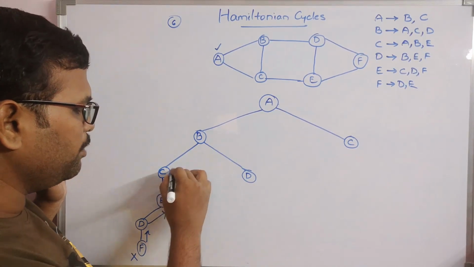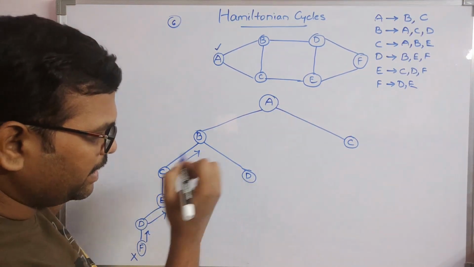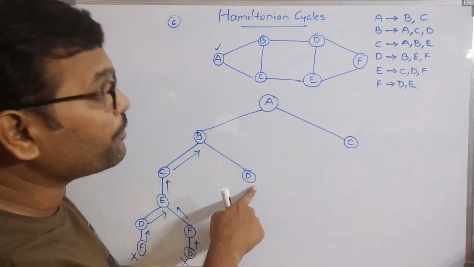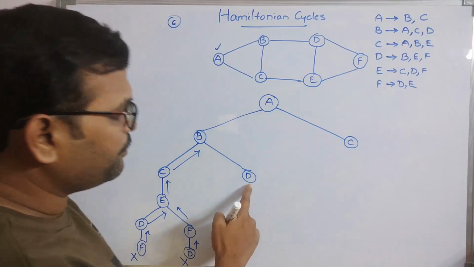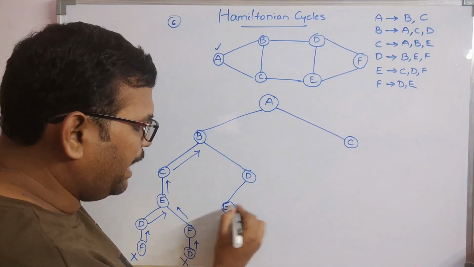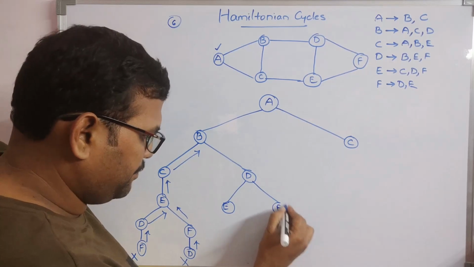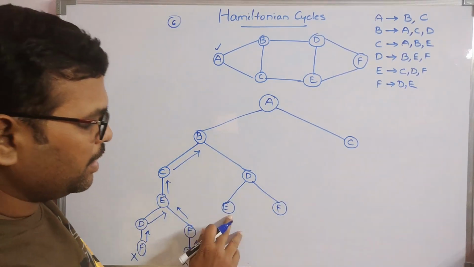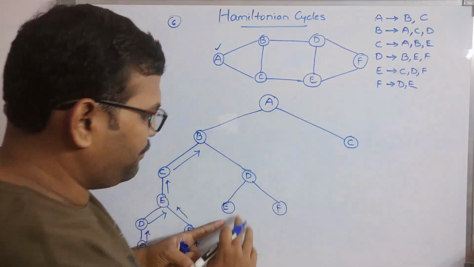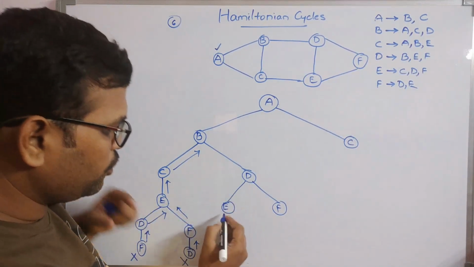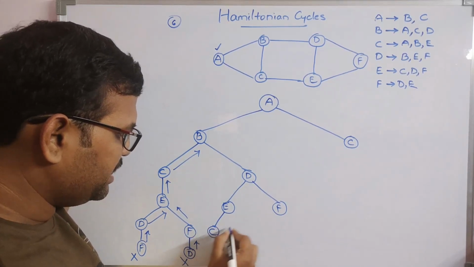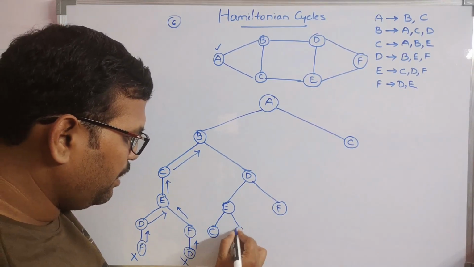Here also one possibility, backtrack, and there is another possibility. So A, B and D. From D, check B, E, F. B is already visited, so E and F. Now E. So depth first search, right? E: C, D, F. D is visited. So C and F. Here it will be C and it will be F.